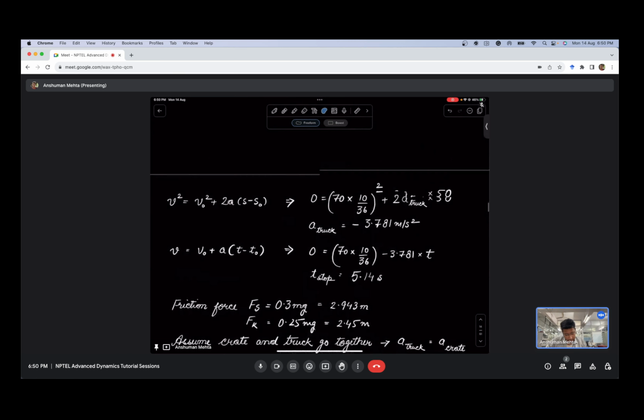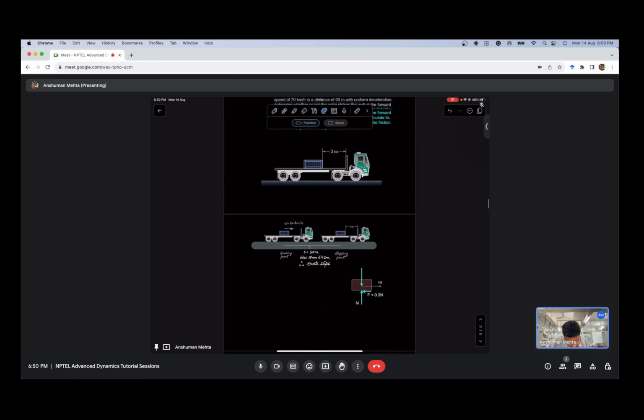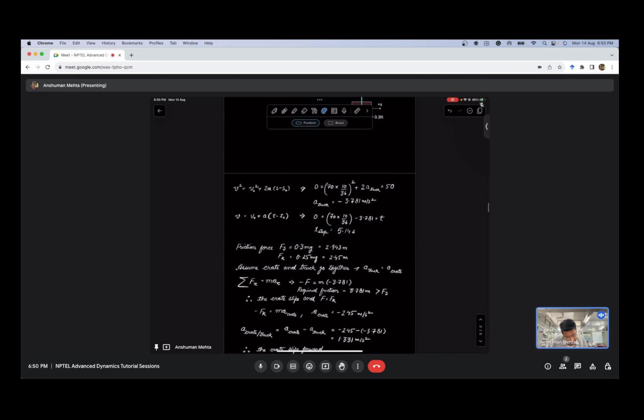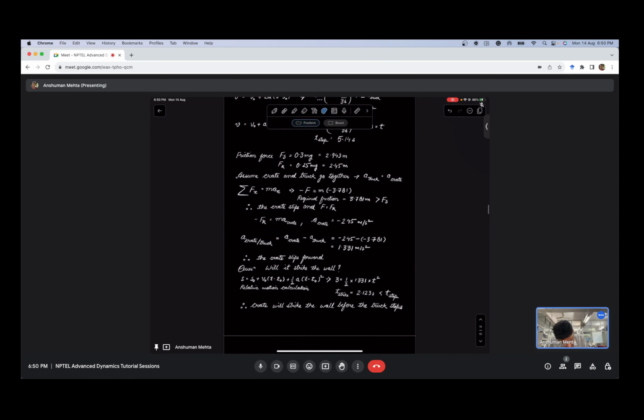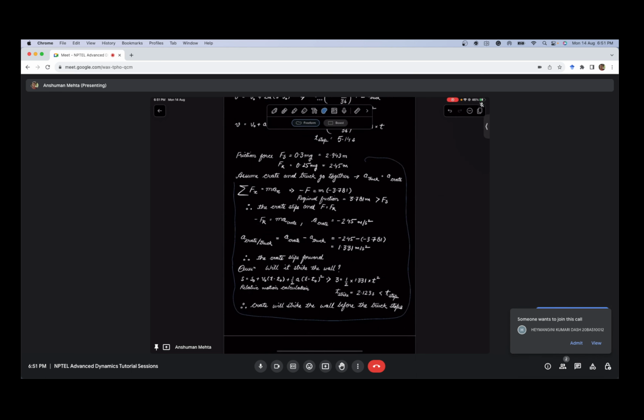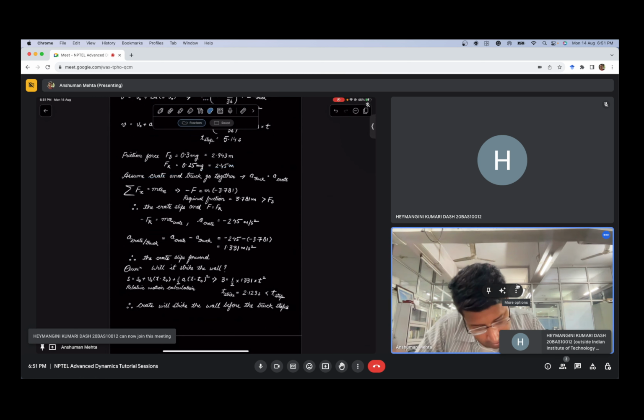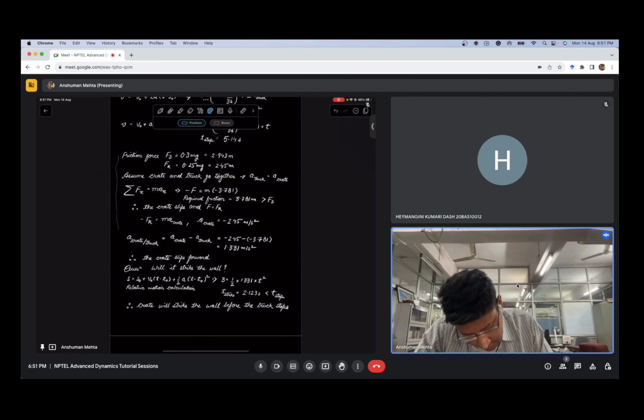Now did we find everything? Calculate the speed relative to the truck as the impact occurs. So we still have to find one thing, which is the relative speed. Let me create some space around here. We still need to find the relative velocity.